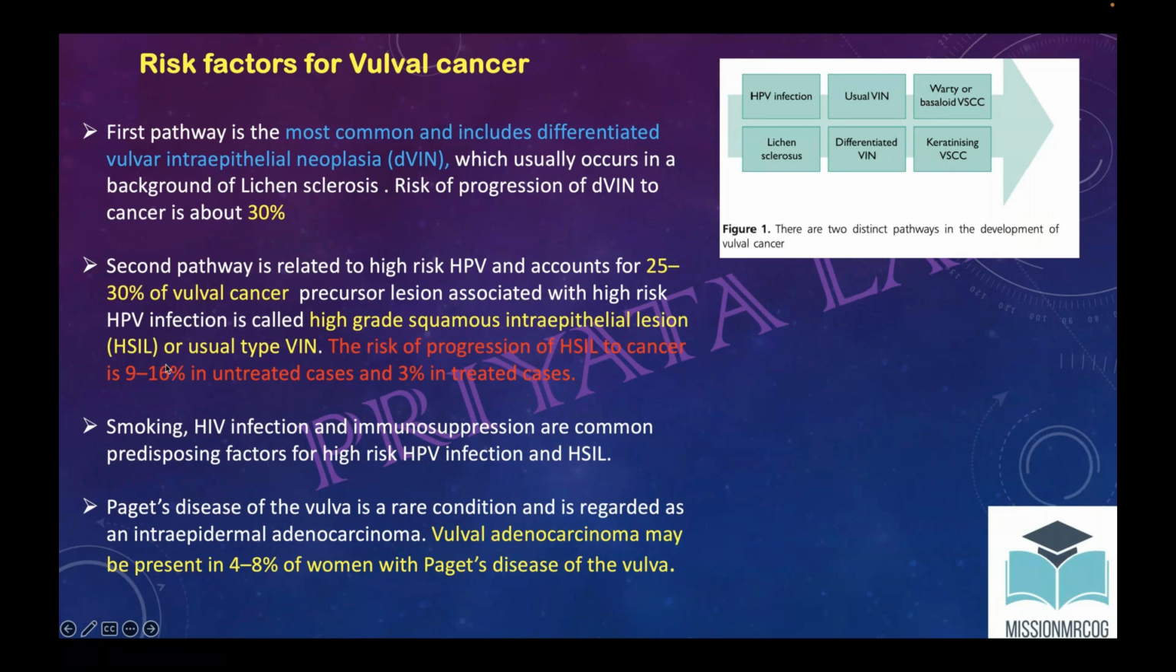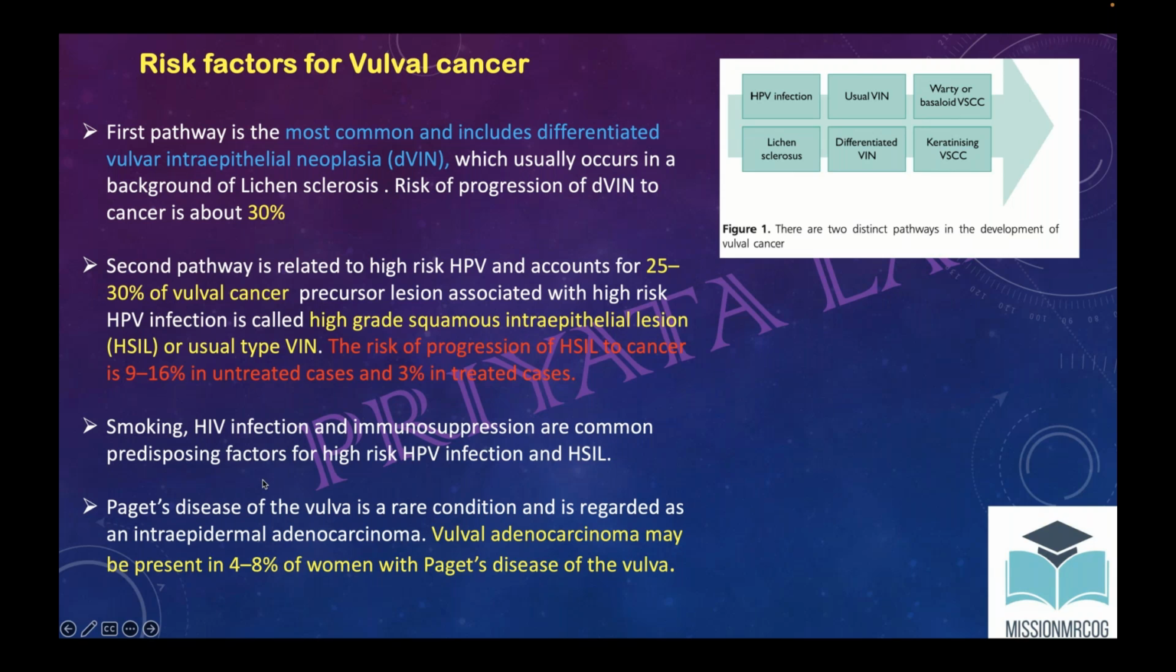If we see a patient with VIN, usually we do excision and then we treat them. Now, another question may come: if the treatment is already done, how much is the progression to cancer? It is 3%. Okay, so in untreated patients cancer can happen in 9 to 16%. In treated, it can happen in 3%. Apart from this, smoking, HIV infection, and immunosuppression are predisposing factors that we already know.